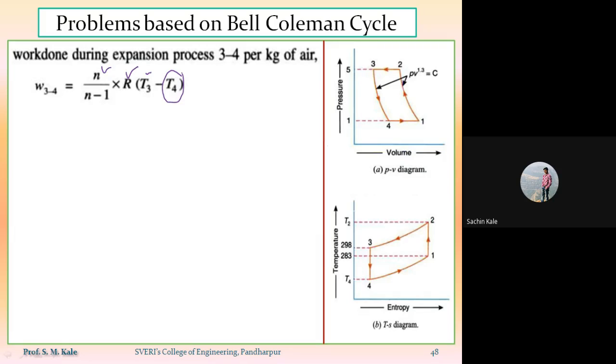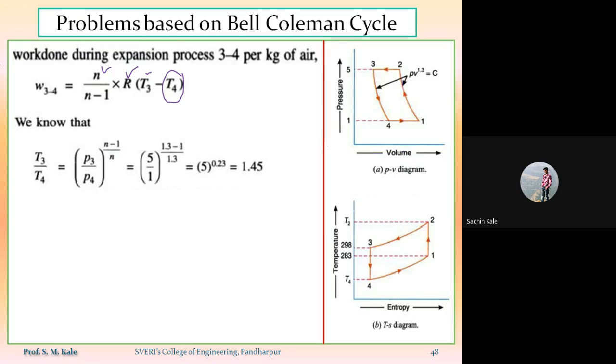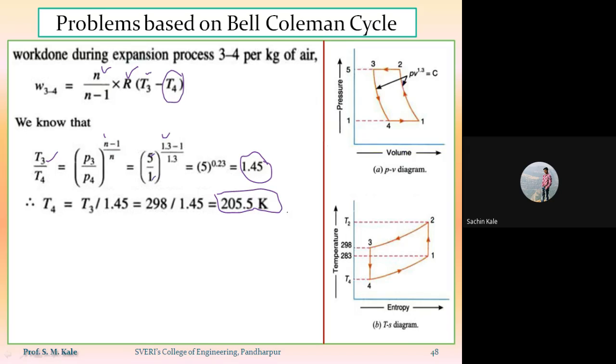The unknown quantity is T4. How to calculate the value of T4? To calculate the value of T4, again we have to use the equation for the process 3 to 4. As process 3 to 4 is a polytropic process, I can use the formula T3 by T4 is equal to P3 by P4 raised to n minus 1 upon n. So here put the value of T3, the value of P4, and the value of n. I will get the ratio T3 by T4. As I know the value of T3, I will get the value of T4 as T3 by 1.45. So here I will get the value of T4 as 205.5 Kelvin.